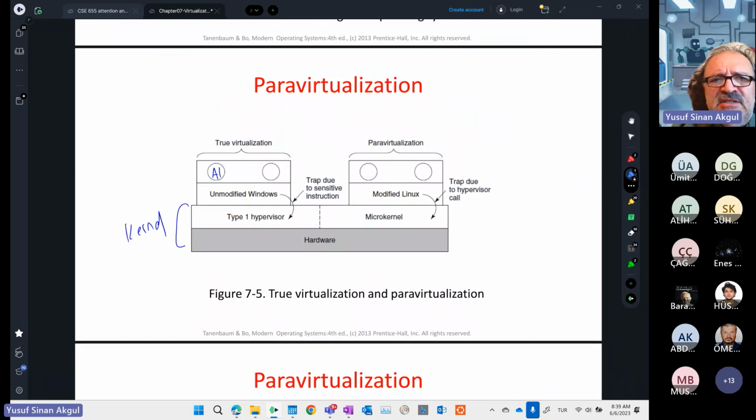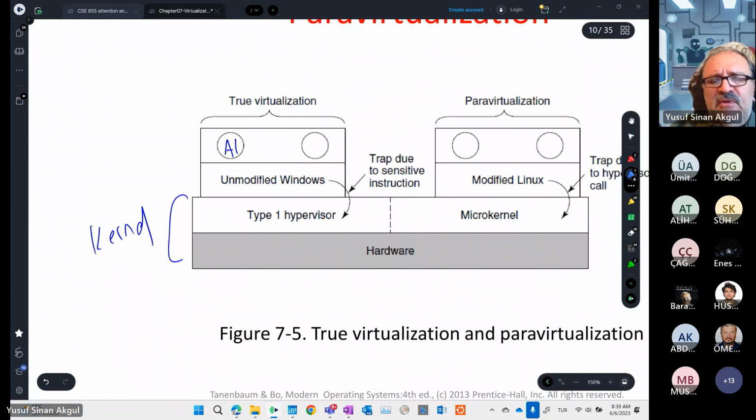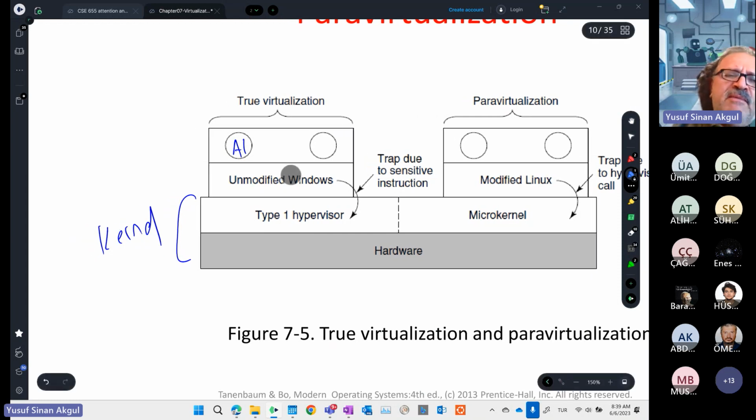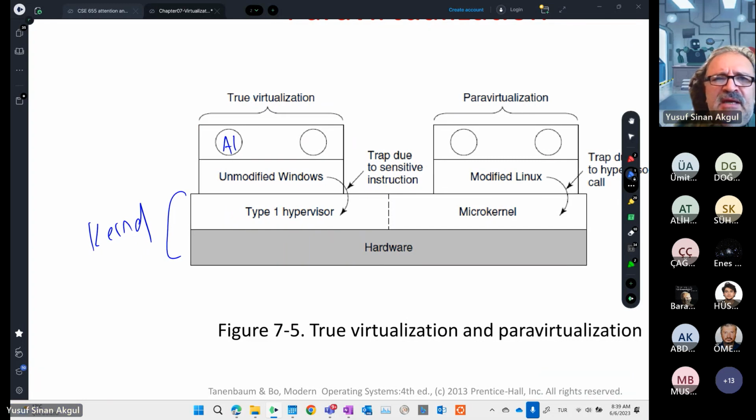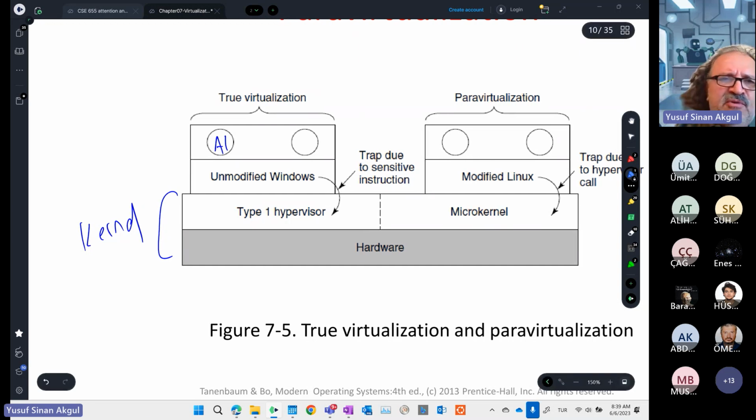This is regular true virtualization. You have a regular Windows operating system, and you have processes running on top of it. Neither the processes nor the operating system know about the hypervisor. They think that they are running on regular hardware. This type 1 hypervisor is responsible for preparing this virtual environment.